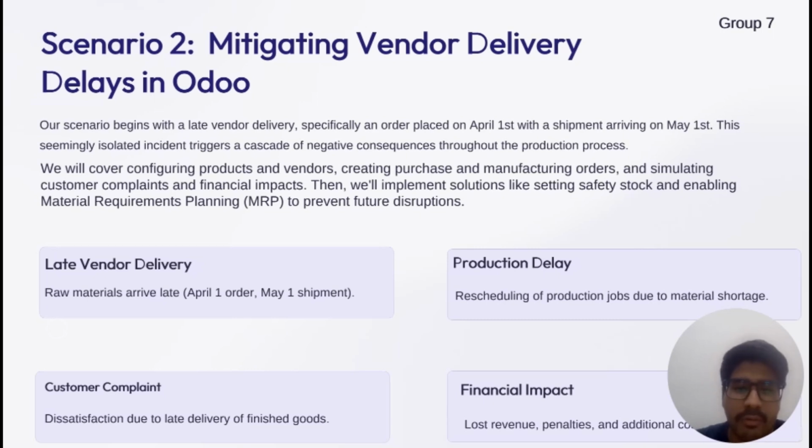We'll explore how this scenario unfolds in Odoo and how to implement solutions to avoid future delays. Let's first review the first problem. In this scenario, we face a vendor delivering raw materials late. The order was placed on the 1st of April, but the vendor shipment is delayed until May 1st.